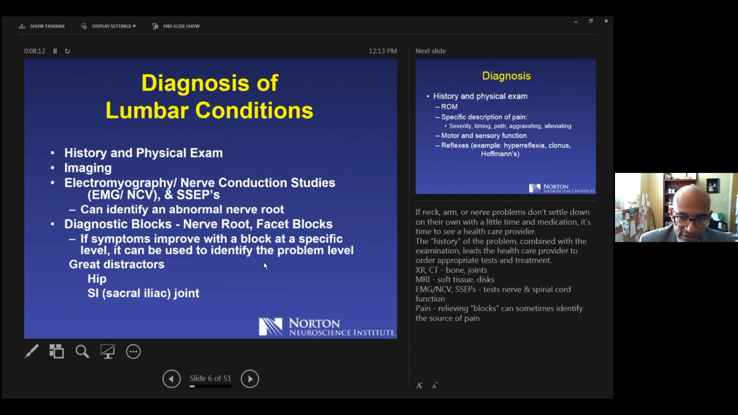We can get nerve conduction studies. We can get motor evoked potentials, sensory evoked potentials. These can all identify specific nerves that are being affected. We can use other modalities of treatment to help us identify where a problem is.